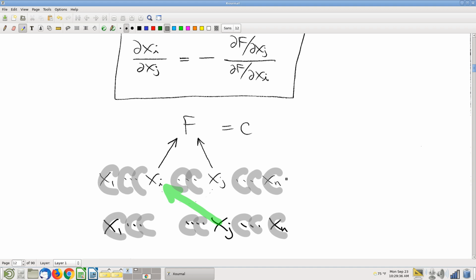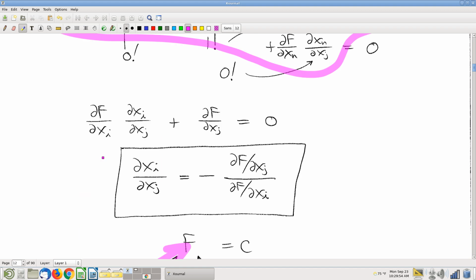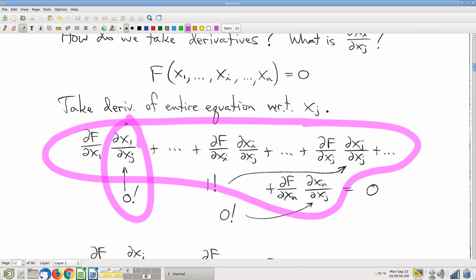Let's look at that first one, the very first term in the chain rule. Partial of f with respect to x1. And then, okay, now wait a minute, partial of x1 with respect to xj. Well, x1 is constant. That partial derivative is 0. So that's not 0 factorial, that's 0. So that term just, poof, gone. Likewise, most of the other terms are gone.